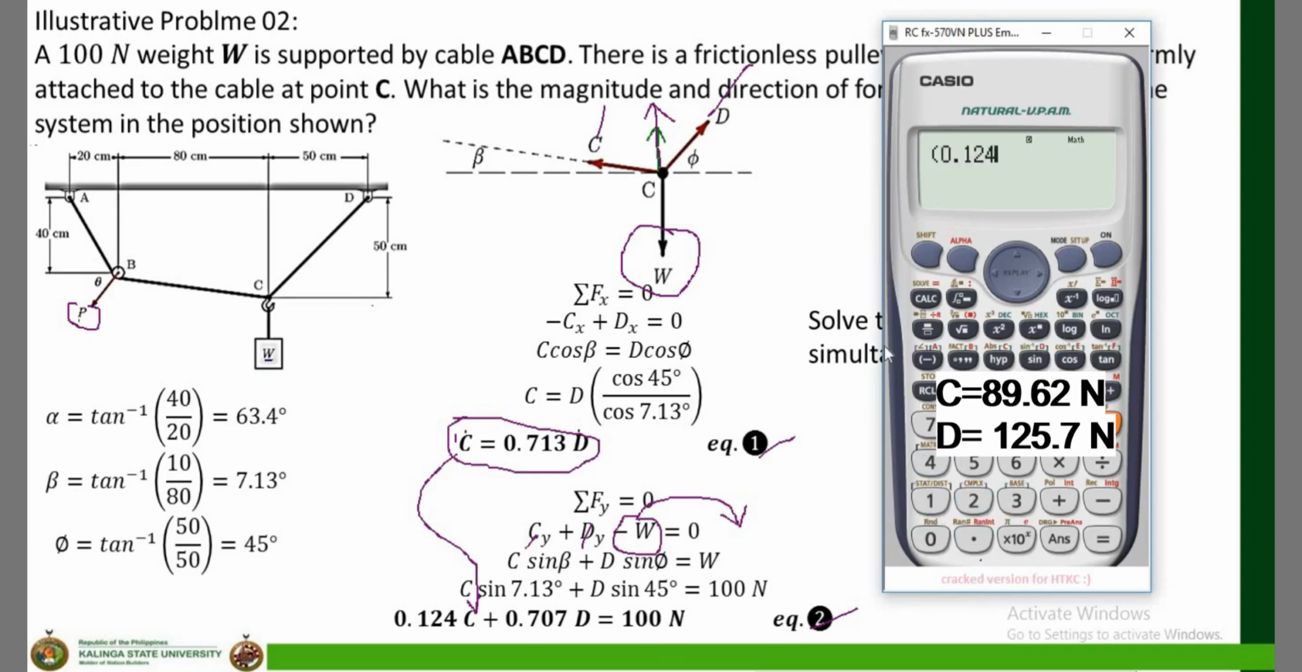0.124. C is multiplied by, the C in equation 1 is 0.713 D. Then, plus D multiplied by sine of 45 degrees. That is equal to 100. Then, shift solve. Error.